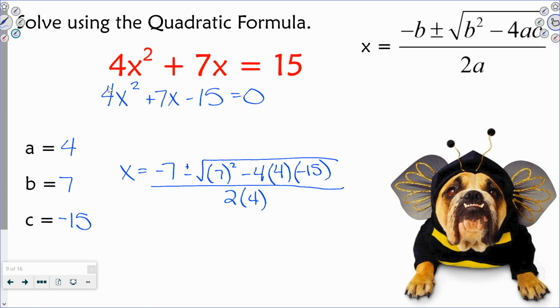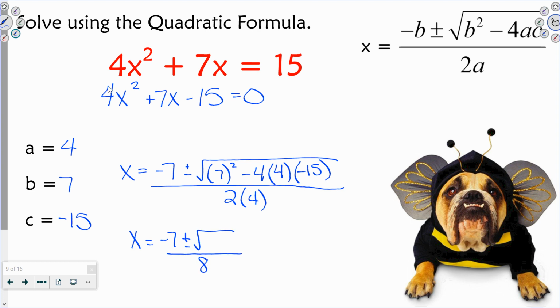Stop real quick. Did your radical cover everything that it was supposed to? Does your fraction bar cover everything, even underneath that negative 7? Don't tell me it went underneath that x, though. Don't put it under the x. I see that all the time, too. All right, just making sure we're good. So let's clean up underneath there first. Do not type in that radical.